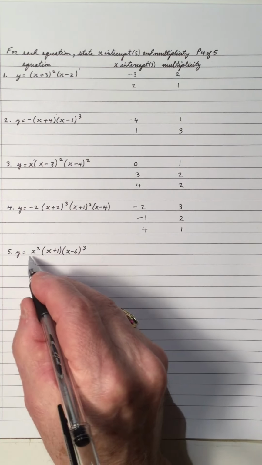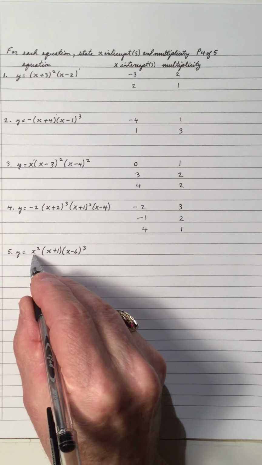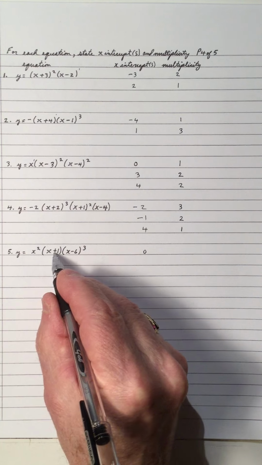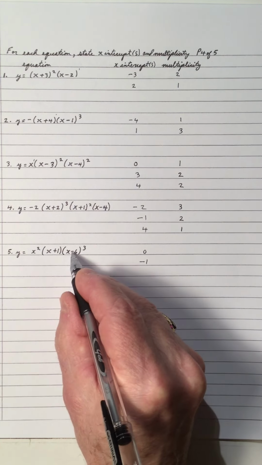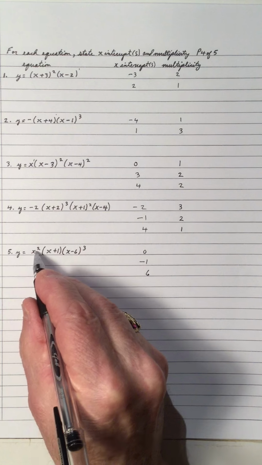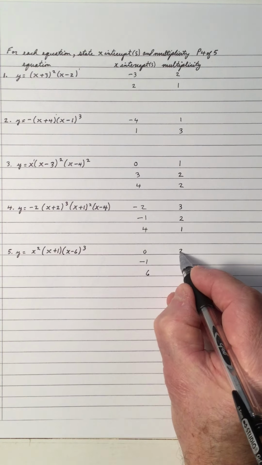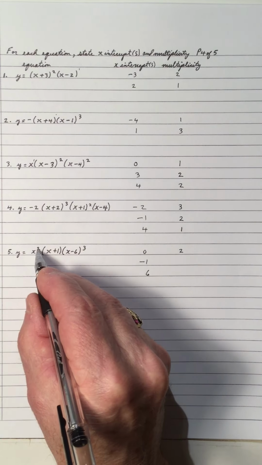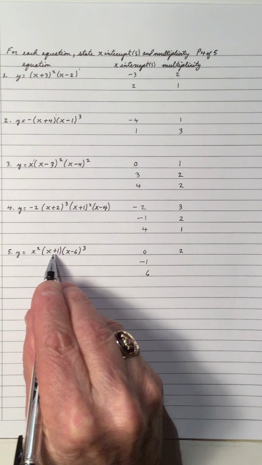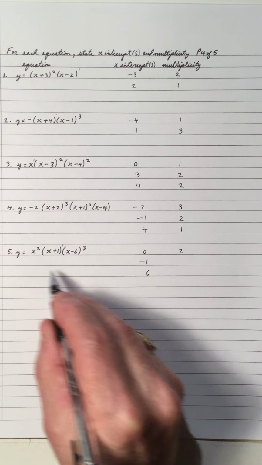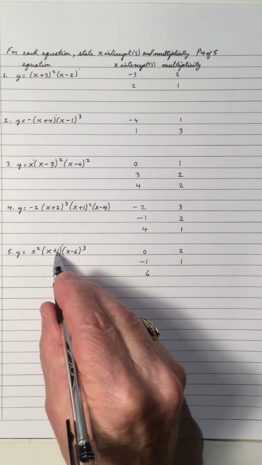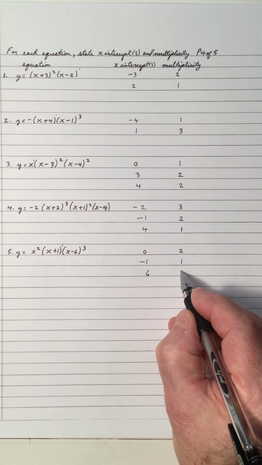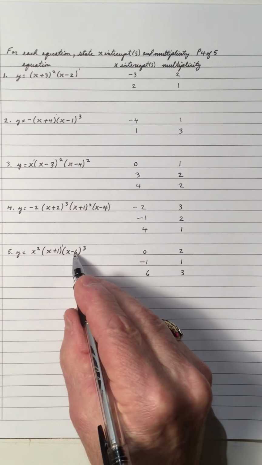Number 5, we have x-intercepts at 0, x squared, x-intercepts at -1, x-intercepts at 6. And at 0, it's a multiplicity of 2, because the power is 2, the exponent is 2, so it's tangent, bouncing off. At -1, it's 1, so it's going on through. It's a line going through at -1. And at 6 is a multiplicity of 3, so it's a sideways s at 6.